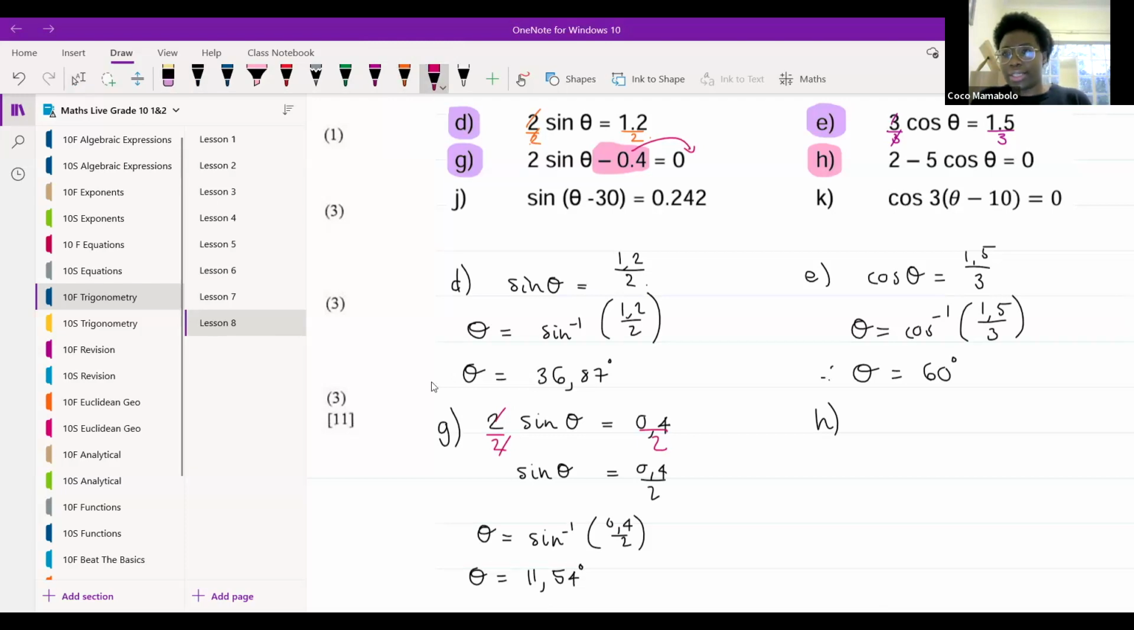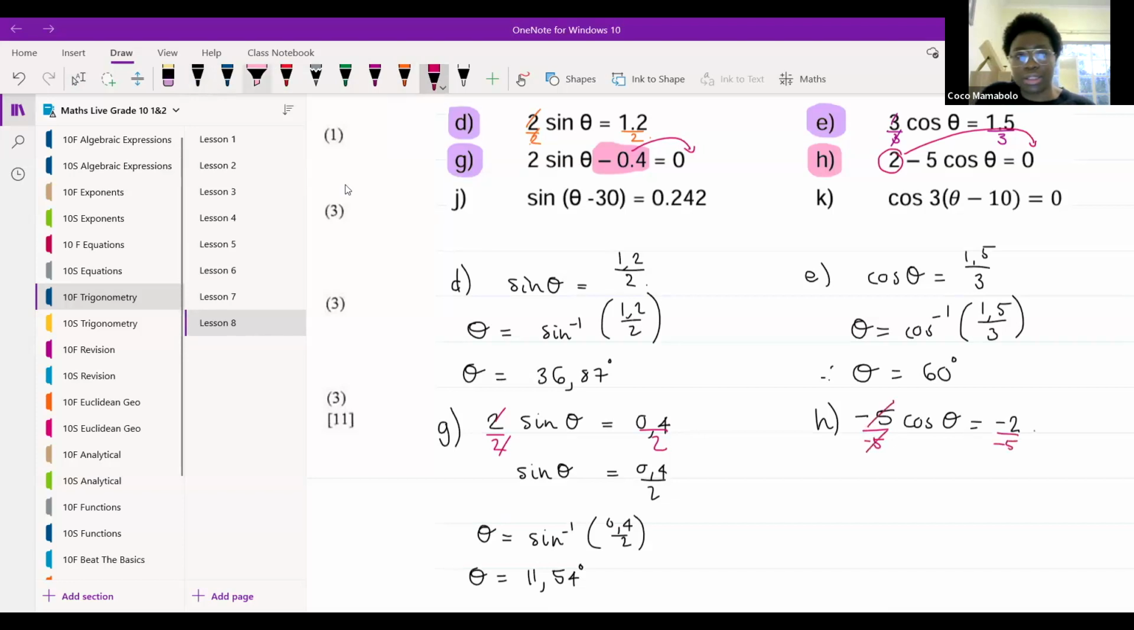All right, let's start over here. We're going to take this 2 over here and we're going to move it to the other side. So we're going to end up with -5 cos theta is equal to, if the 2 goes over, it becomes -2. Then I'm going to divide both sides by -5.